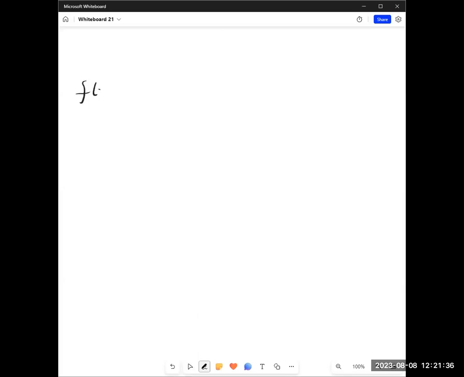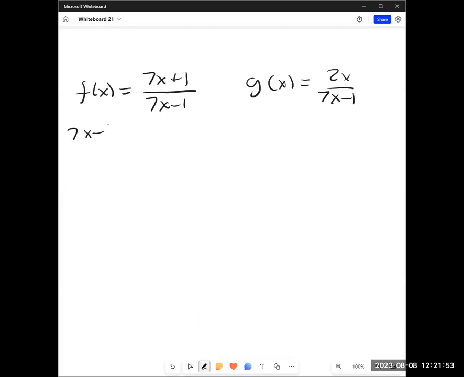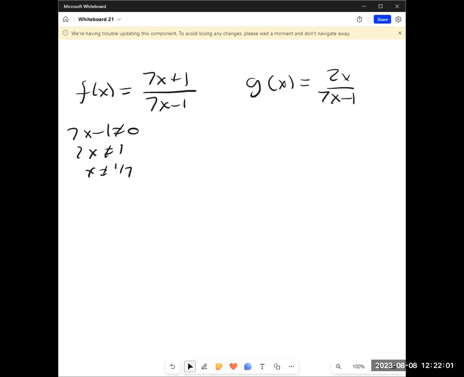Let's let f of x be equal to 7x plus 1 over 7x minus 1, and let's let g of x be equal to 2x over 7x minus 1. We know that for both of these, 7x minus 1 can't be 0. So 7x can't be 1 and x can't be 1/7. So that's going to be part of my domain. It might not be all of it.